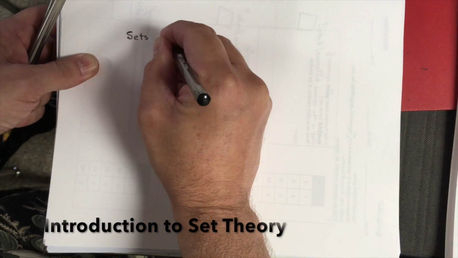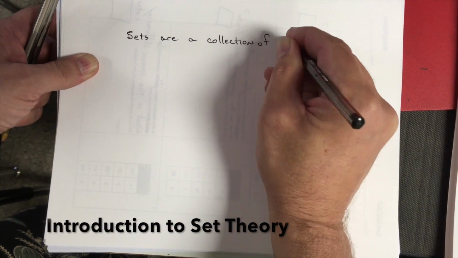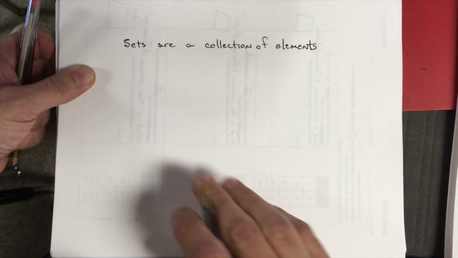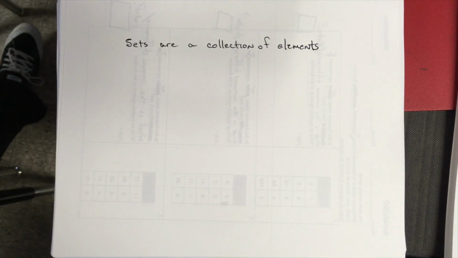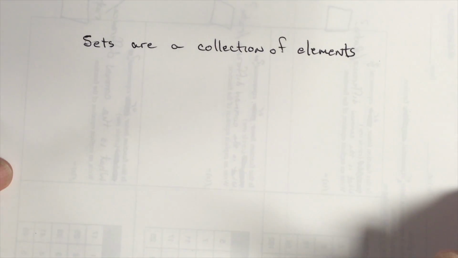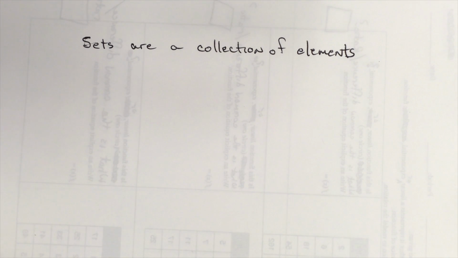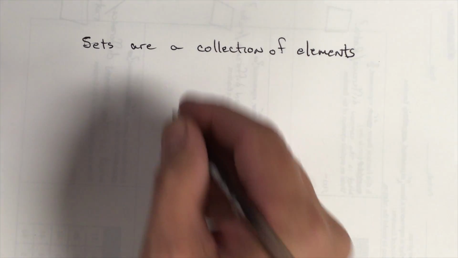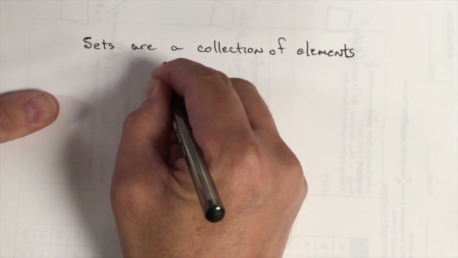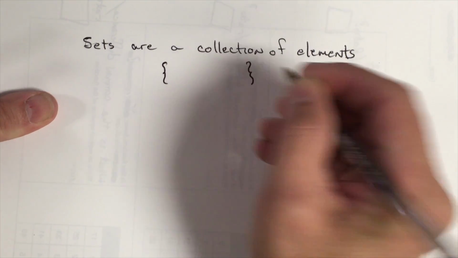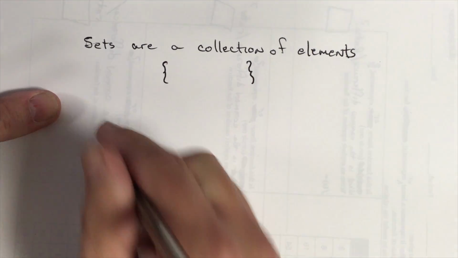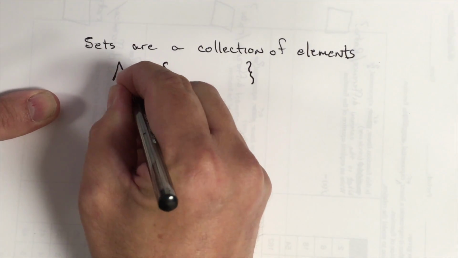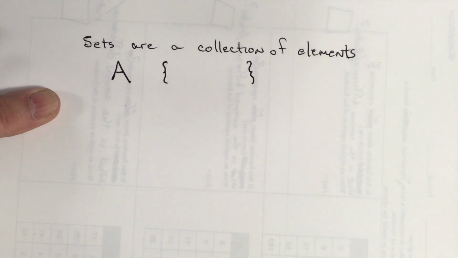Sets are a collection of elements. I can actually identify the set by listing the elements, or I could define it. Like I said before, all the students in this room, that's a set. If you list the elements, you list them in brackets like this. Capital letters are usually used to indicate a set.